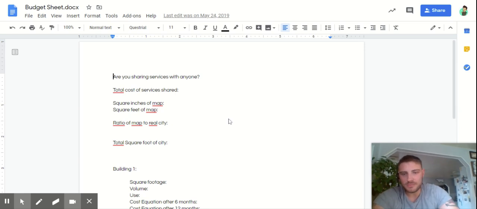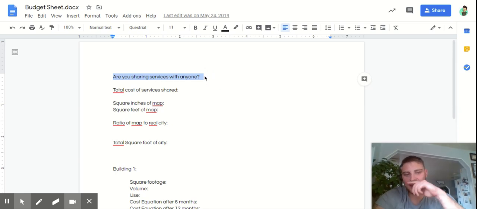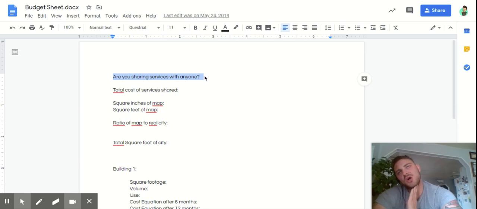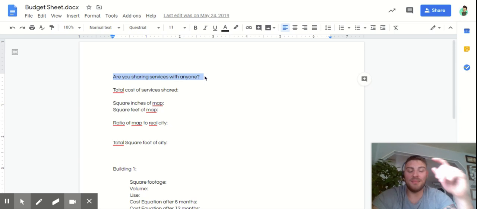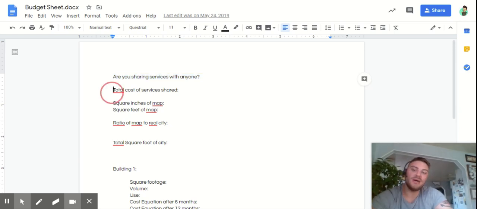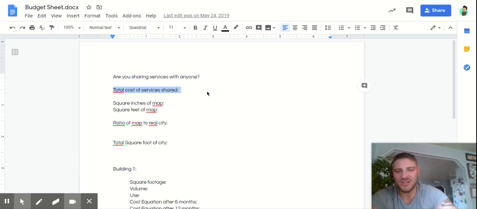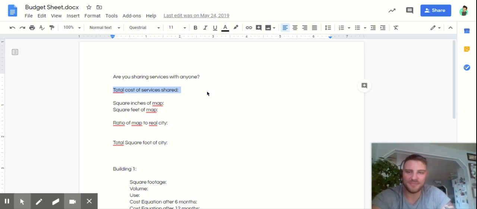So here we go. Are you sharing services with anyone? If you are sharing services with someone, you would just say yes. Like I know that I think Siavi was sharing some services with Riley or something like that. But a lot of people aren't, so you can just say no. If you are sharing services, you need to tell me how much it's going to be. So if you are sharing a police station, it might cost $10,000. So you say $10,000. Easy enough.